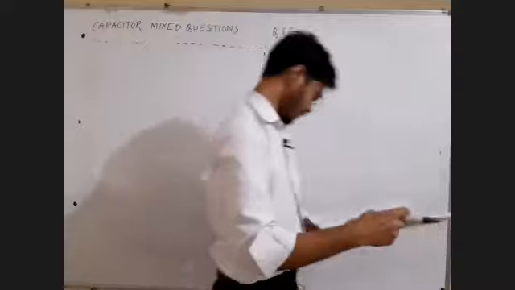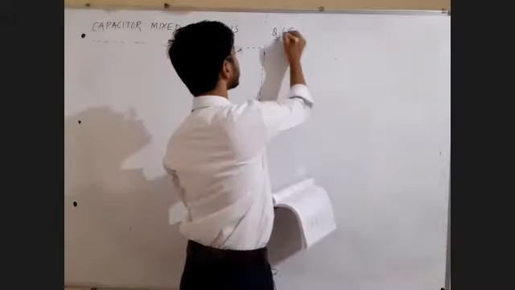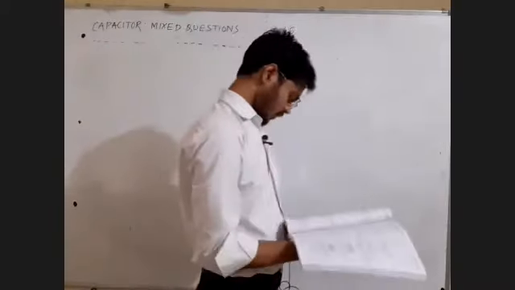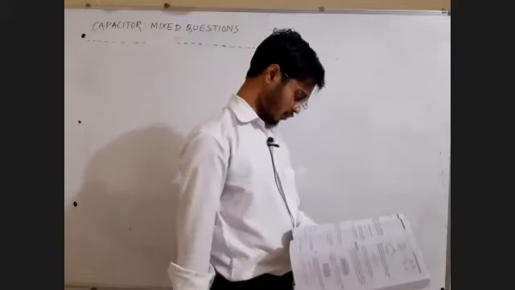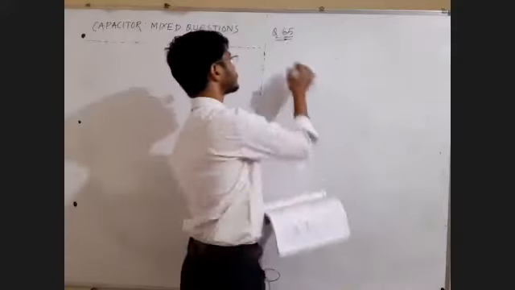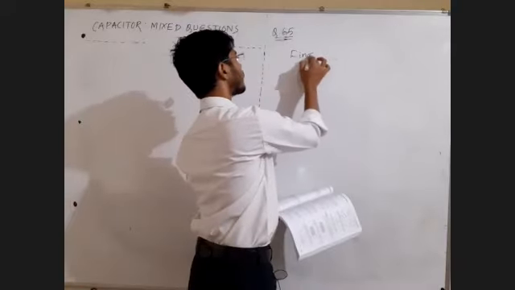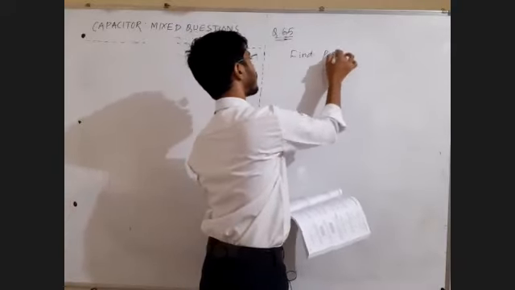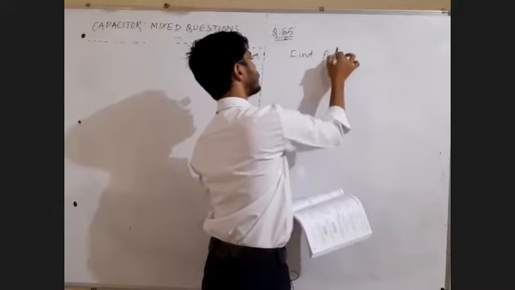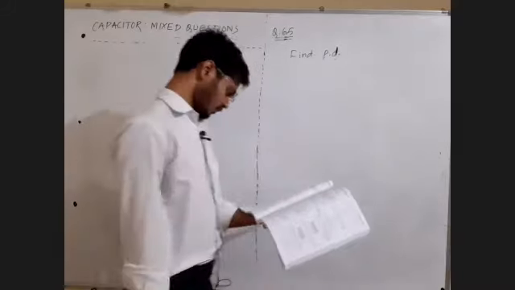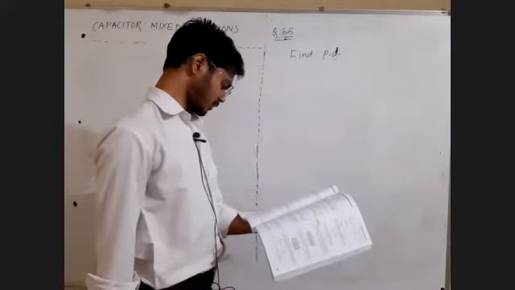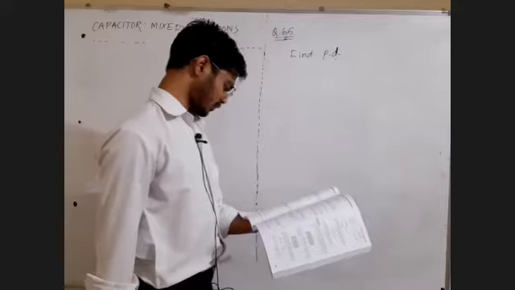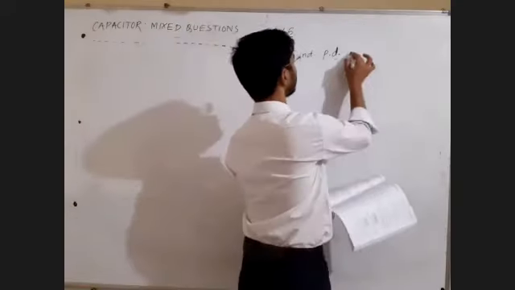Let's do question number 65. In the circuit shown in the figure, the potential difference across the 4.5 microfarad capacitor is... find the PD, that is, the potential difference.